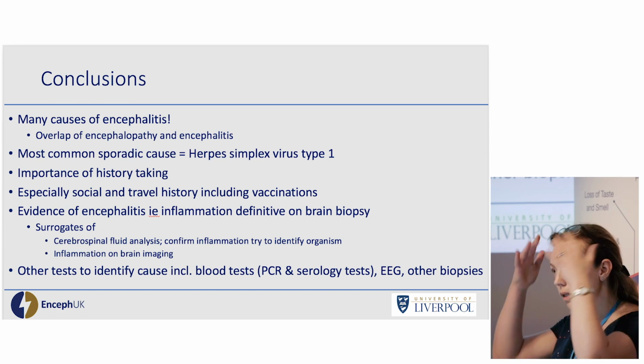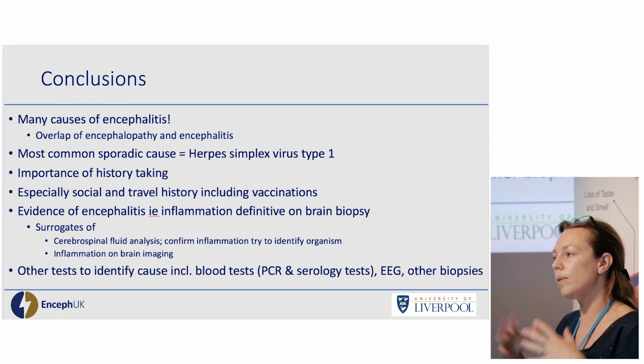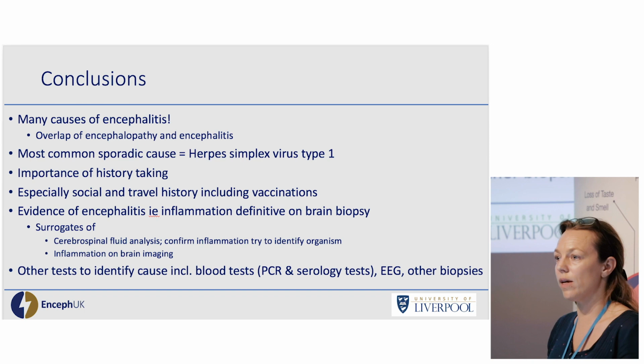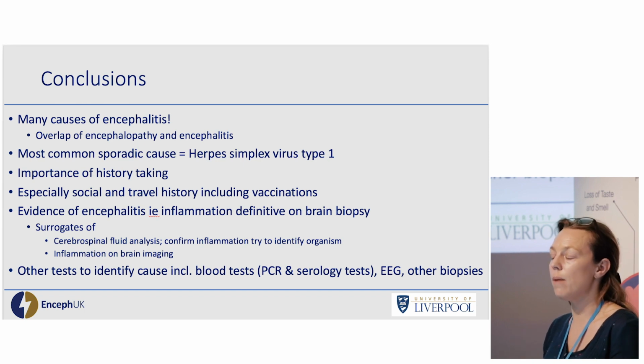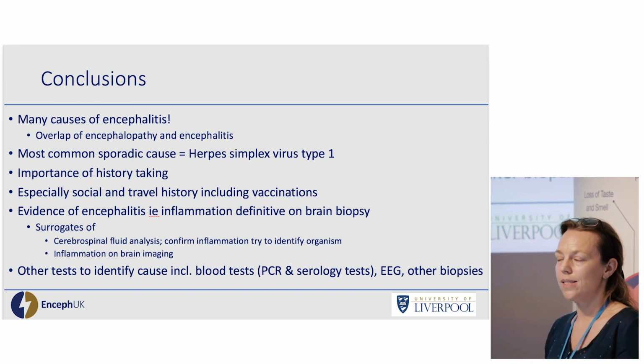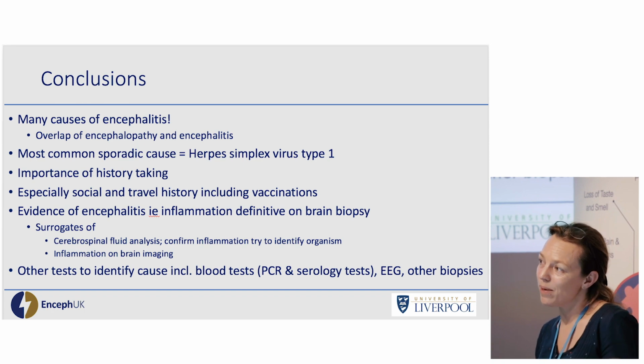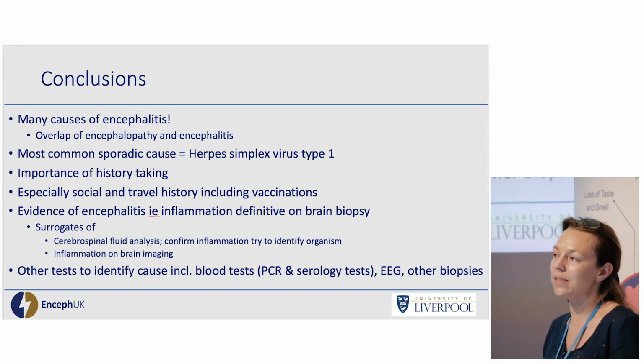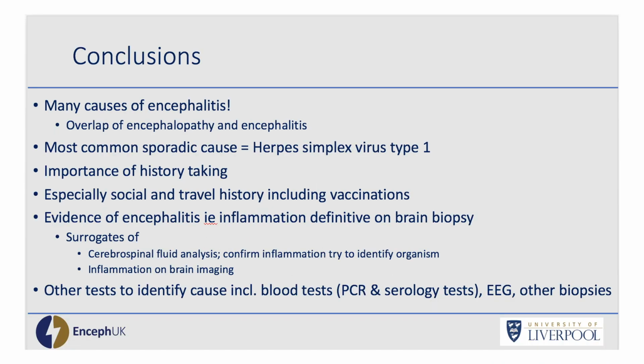EEGs, again, these are the little electrodes on the brain that look at inflammation of the brain. They're not specific. They won't tell me exactly what bug it is, but they might give me a clue. So it's not as easy as maybe we'd like it to be, and it takes a lot of detective work, which is why I do the job that I do.